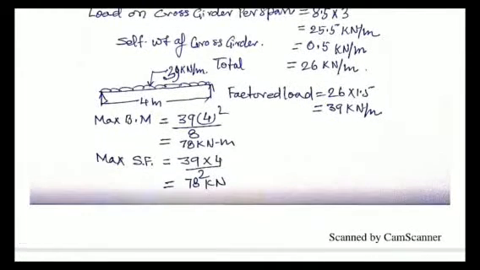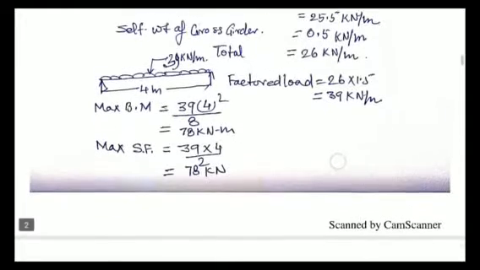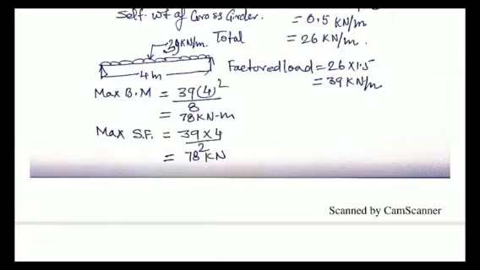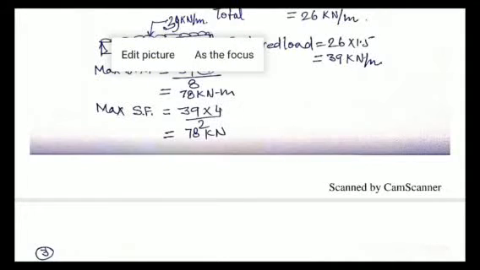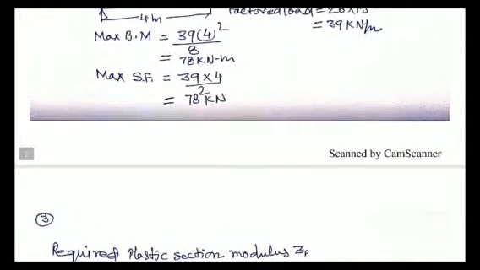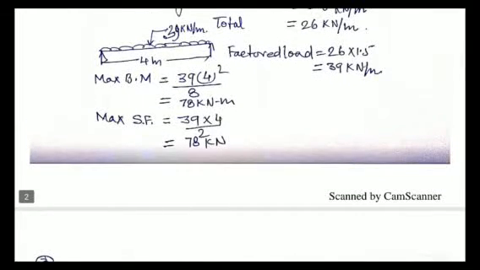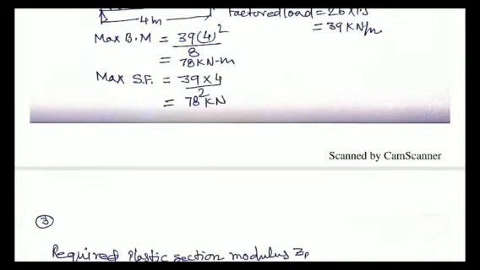Now factor it. On factoring, this comes out to be 39 kilonewton per meter. So a 39 kilonewton per meter load is applied on a cross girder having a span of 4 meter. So maximum bending moment will be 78 kilonewton meter, and maximum shear force will be half of it. So 39 into 4 divided by 2, it comes out to be 78 kilonewton.